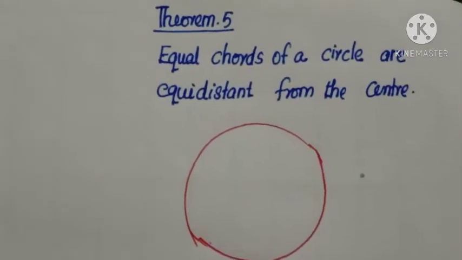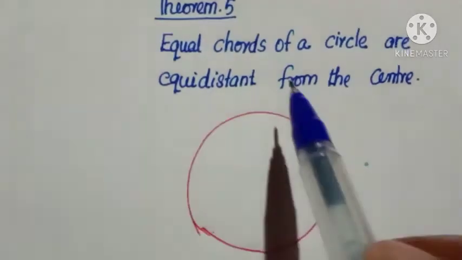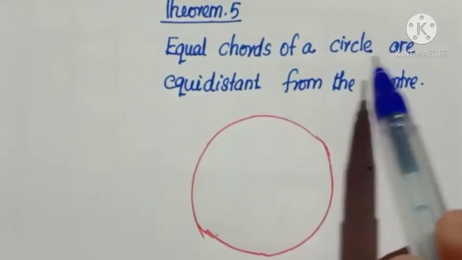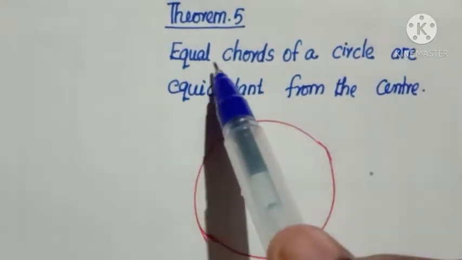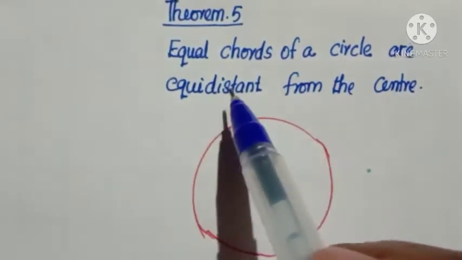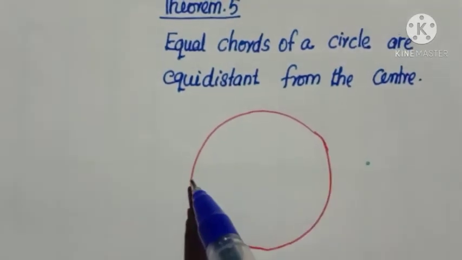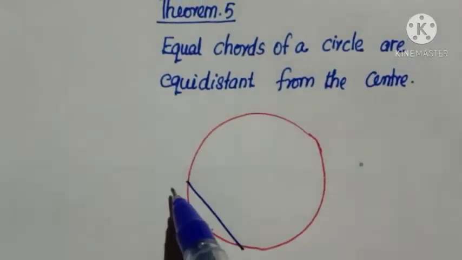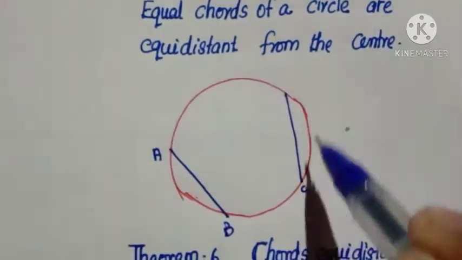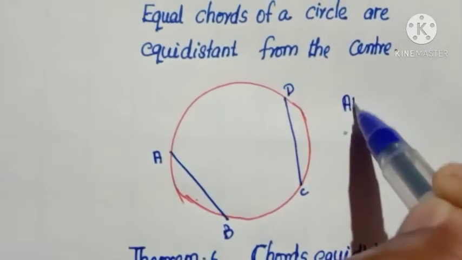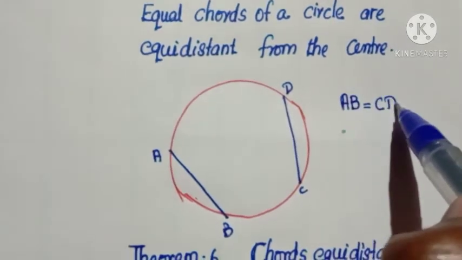Let's see theorem number 5. Equal chords of a circle are equidistant from the center. That means, suppose we have chords AB and CD, and these two chords are equal.